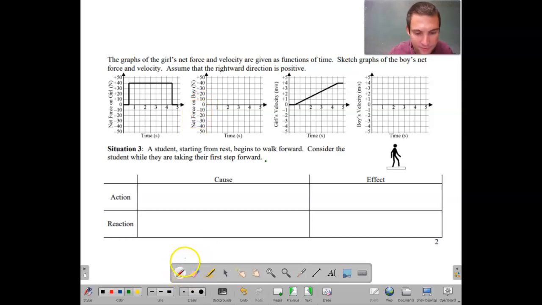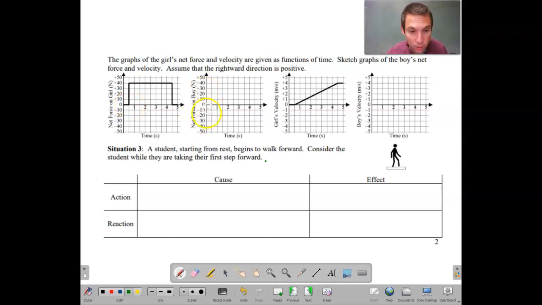All right, now we're going to graph some of this. So if we have net force this time, whenever we are presented with a graph, we have to look at the axis to see what information we're even dealing with. So the net force on the girl does this little thing and then jumps up to 40.